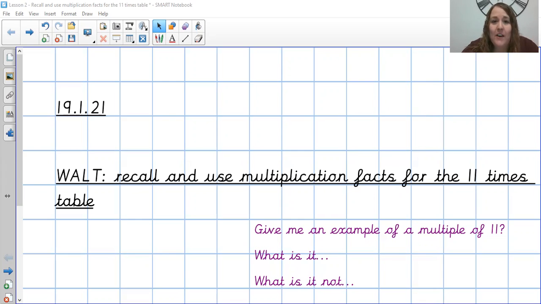Today we're carrying on with our 11 times table, but we're going to be recalling and using multiplication facts for the 11 times table. Okay, let's get started.